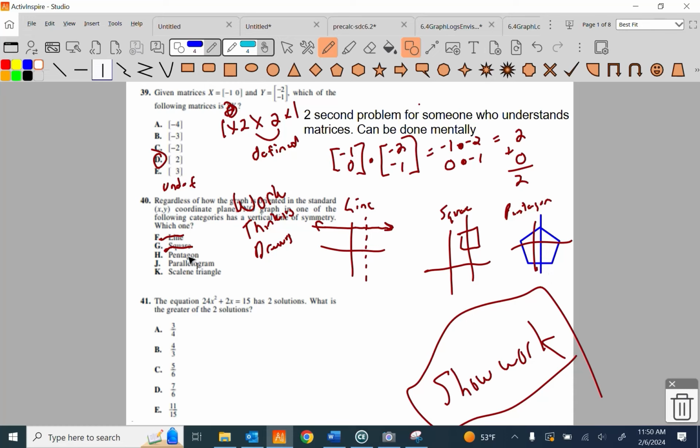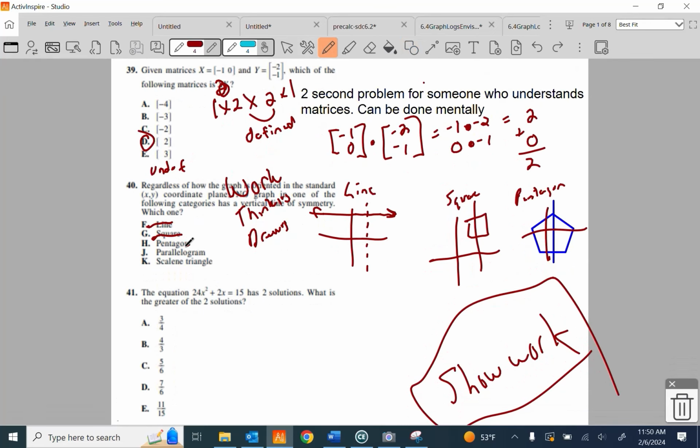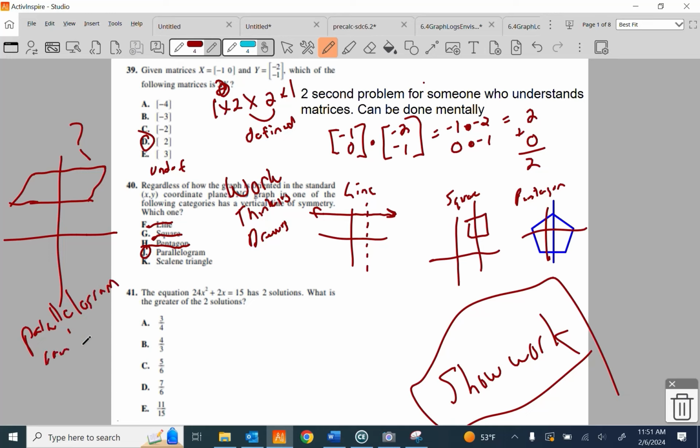I don't like that they wrote parallelogram because a parallelogram can be many things. A parallelogram can be a square, it can be a rectangle, stuff like that. But if you just think of it like this, does it have a line of symmetry? But a parallelogram can also be a square or a rectangle. And a rectangle definitely does. It's right there, whatever. So I'm just going to leave it circled.